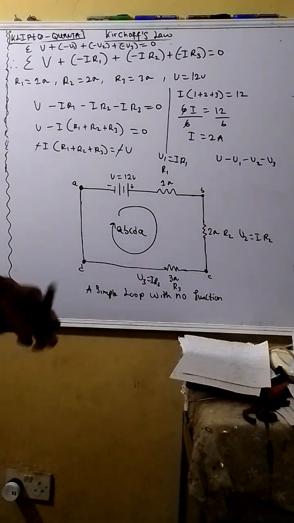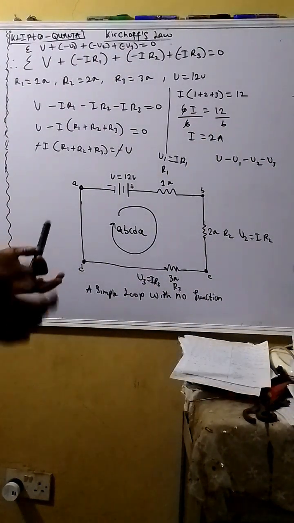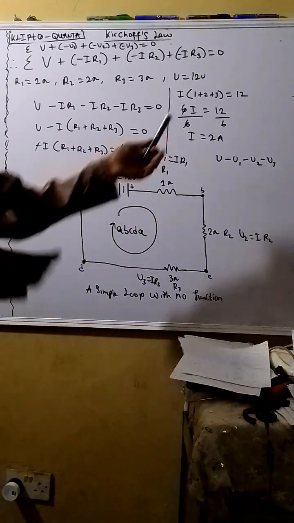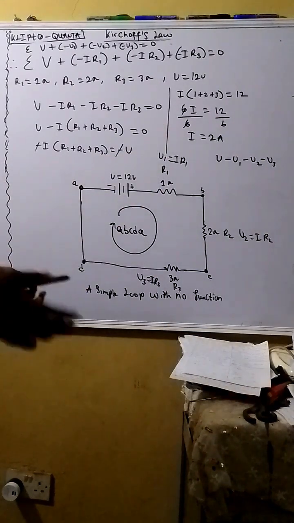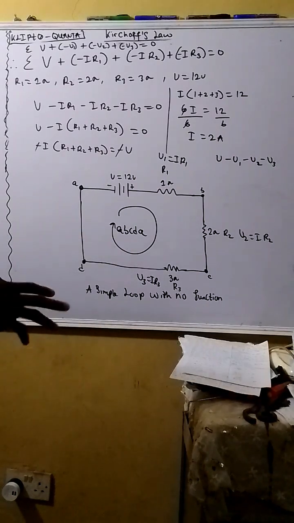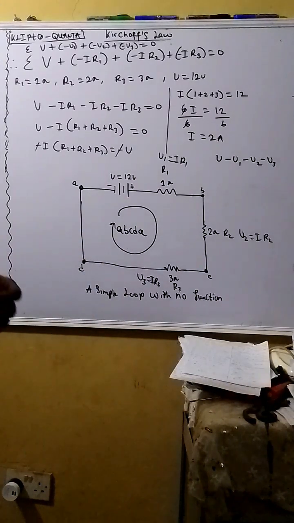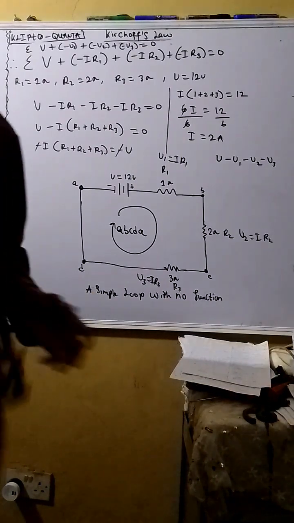So this is how we utilize Kirchhoff's law in order to find current, more than one current, and multiple voltages and stuff like that. But this is the basic aspect, to explain and expatiate some little things you need to understand as someone who is new to Kirchhoff's law.